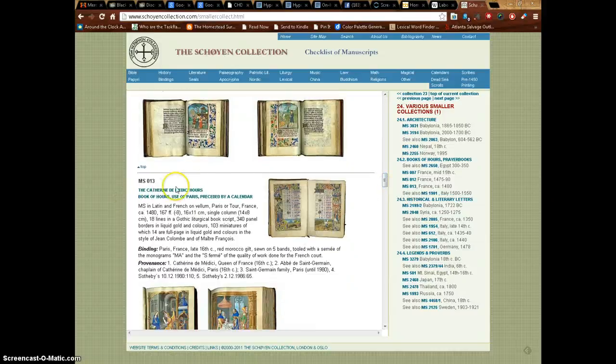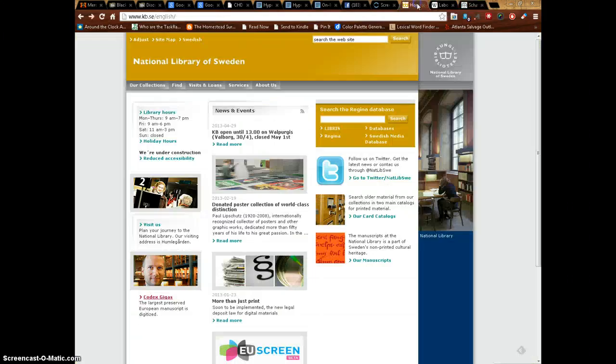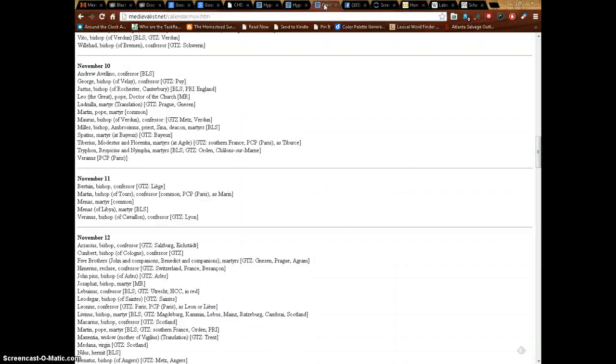There we go. The Catherine de Medici Hours, Book of Hours, use of Paris, preceded by a calendar. Woo-hoo. I told you it was from someplace around Paris. And Catherine de Medici, by the way, was the Queen of France. But you wouldn't need to know that. So that basically is what I would be doing if I were checking out a Book of Hours.